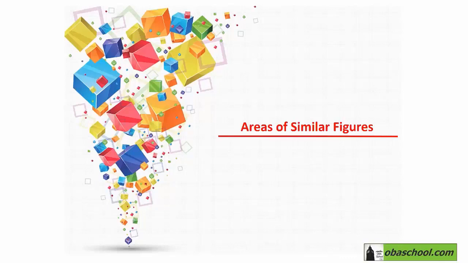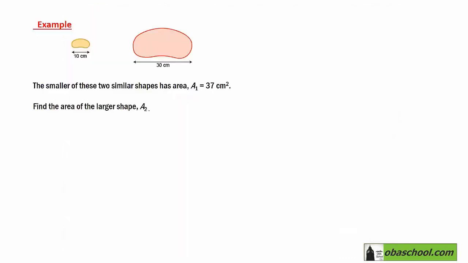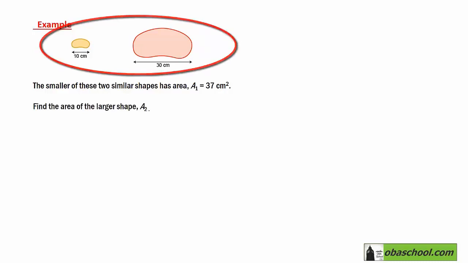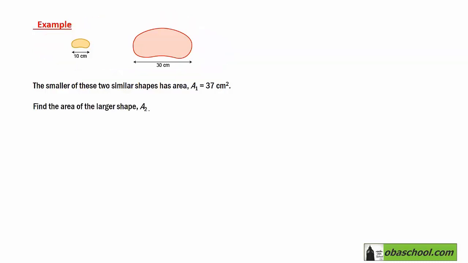Now in this tutorial, we're going to be talking about areas of similar figures. So let's go ahead and solve the exercise. Example: the smaller of these two similar shapes has area A1 of 37 centimeters squared.